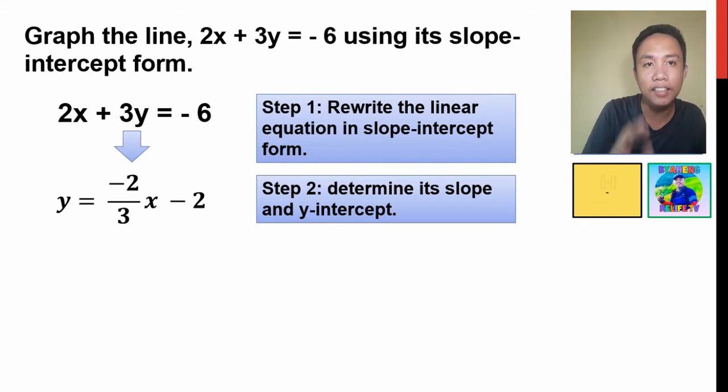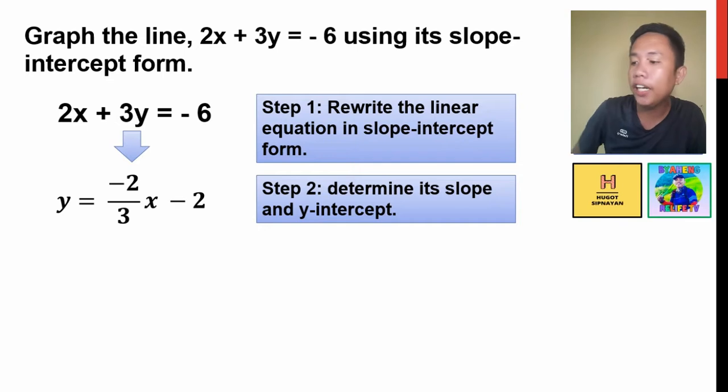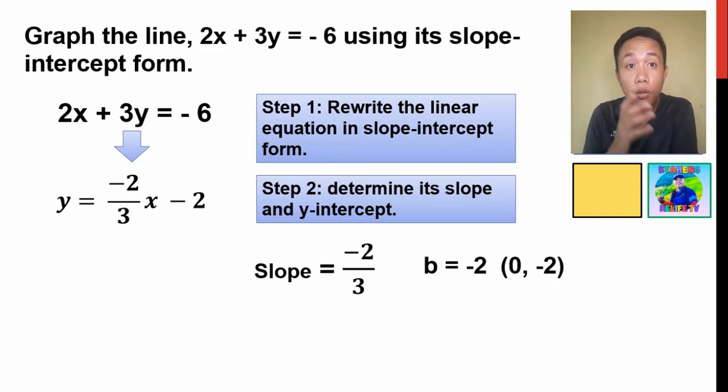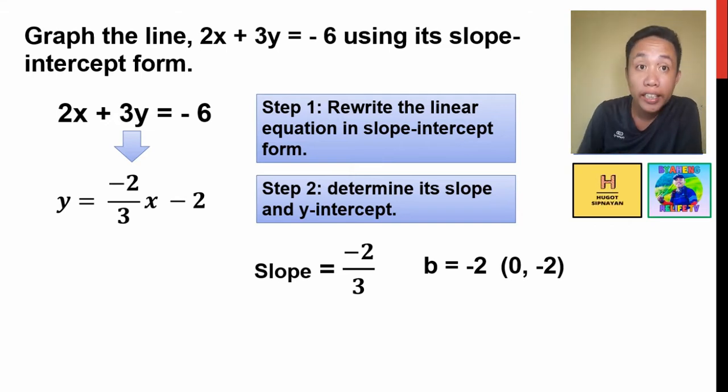Now, rewriting that item, guys, magkakaroon tayo ng y equals negative 2 over 3 x minus 2. Now, we will already have the slope-intercept form. So, identify natin, ang slope natin ay negative 2 over 3 at ang ating y-intercept which is negative 2. Sa ordered pair niya, guys, yun ay (0, negative 2). Yung dalawang item natin, yung slope at saka yung y-intercept natin, yun ang magiging essential para tayo ay mag-graph.